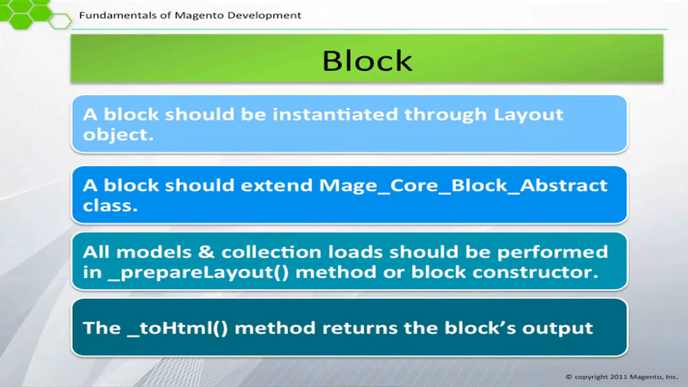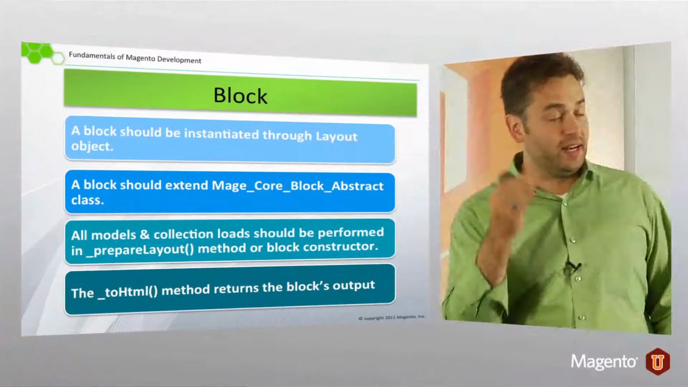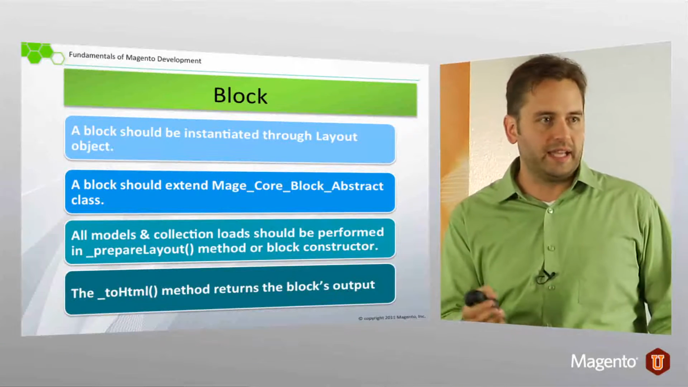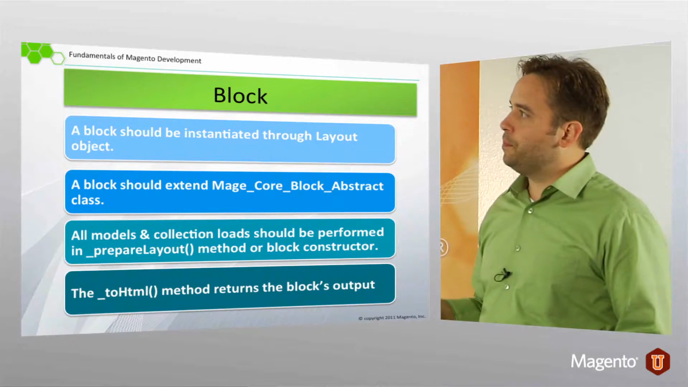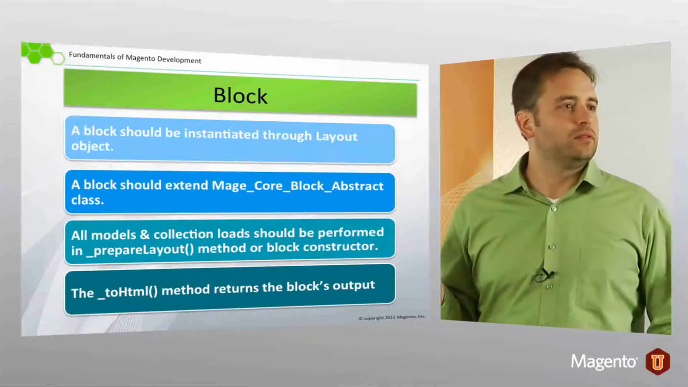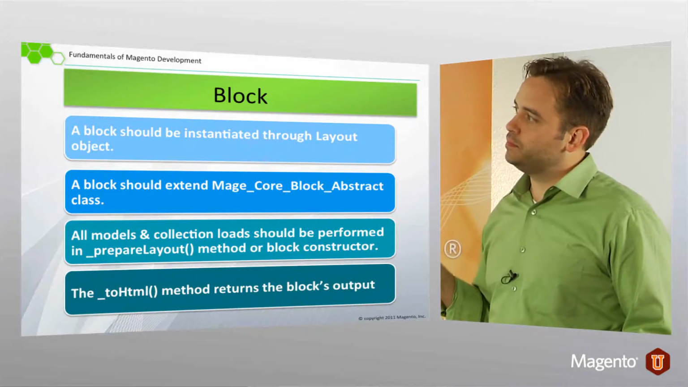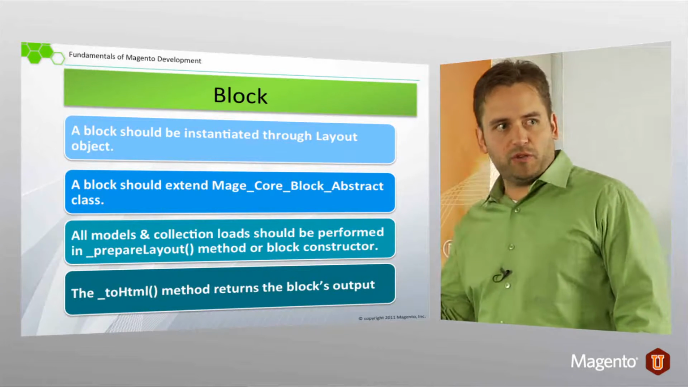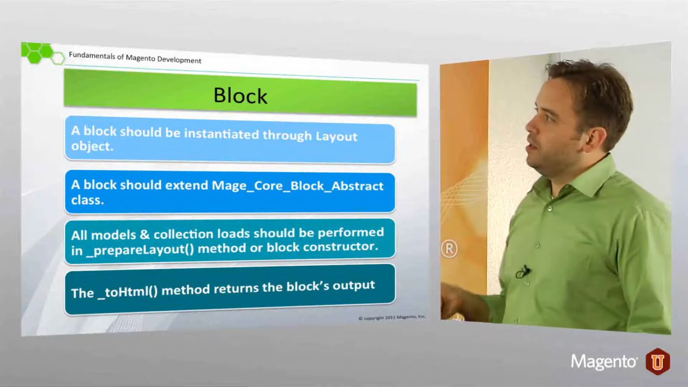All right, so a bit of a review. Blocks are instantiated through the layout object. This happens either in the controller by getting the layout object, or in a template by getting the layout object, or through layout XML. Either way, that block will be created against the layout object.